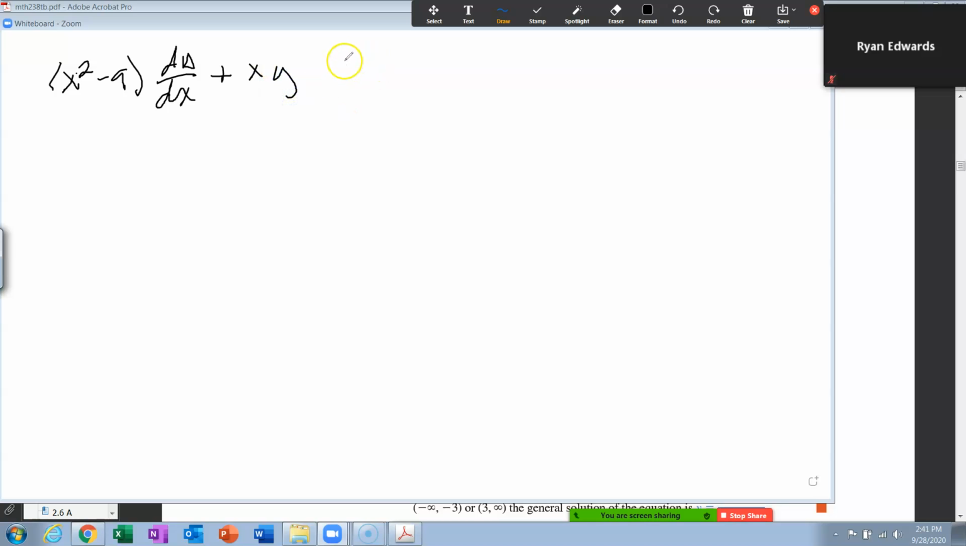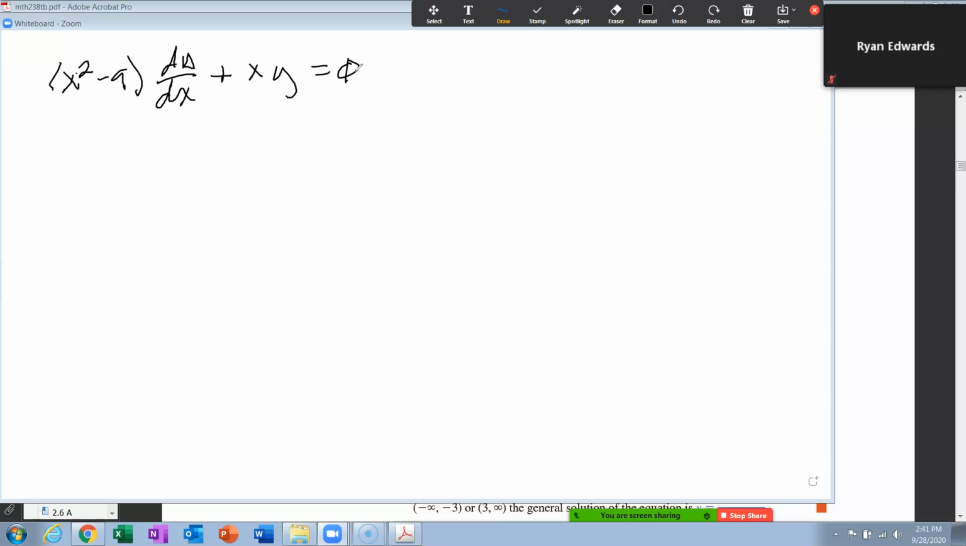Let's do example 4 if we can set that up. Here's my pad and here's my stylus, or whatever you want to call it. It says find the general solution of this: x squared minus 9, dy dx, plus x y is equal to 0. Now, in some senses, it's a pretty straightforward problem.